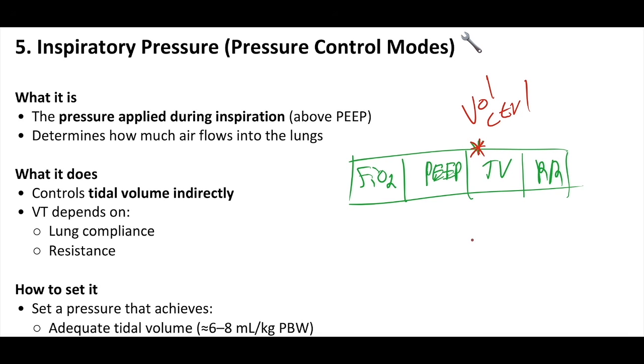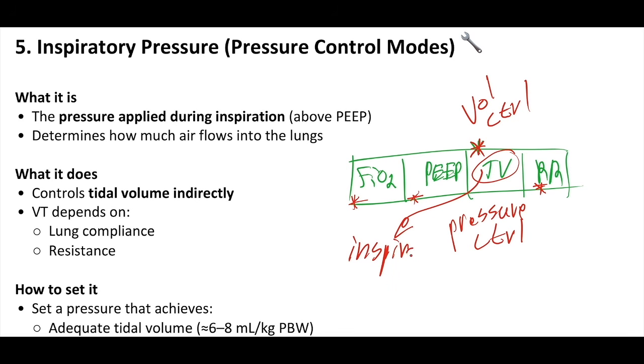The other mode we commonly use is pressure control, right? And in pressure control, you still set the FiO2, you still set the PEEP, you still set the respiratory rate, but instead of the tidal volume, you're going to set an inspiratory pressure because it is pressure controlled. And this inspiratory pressure then develops a tidal volume, but you're not controlling the tidal volume, you're controlling the inspiratory pressure.